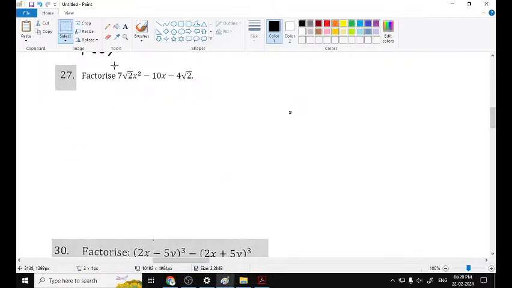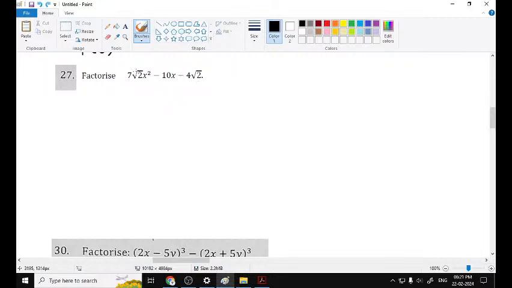Factorize 7 root 2 x square minus 10x minus 4 root 2. Let us consider the sign of the constant term. This is the constant term, that is negative. So the terms which we are looking for will have different signs because this C is negative.